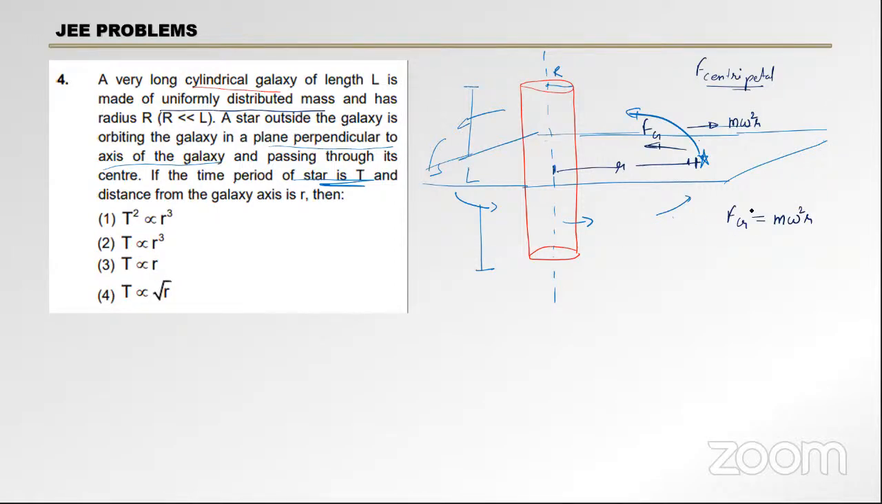Now the question arises, how will we find this Fg? Because it is not a point mass. This galaxy is not a point mass. It is a cylindrical mass. So there is something we should do here to calculate the gravitational force. Okay, so I'll just think a little bit. Can I find the field? Can we find it?